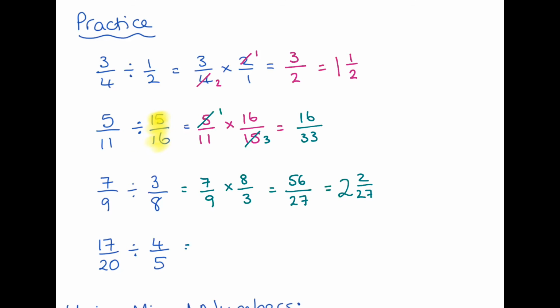So next one, 17/20 times 5/4. So let's see if we can do any cross simplifying across this multiplication sign. If you look, your 5 and your 20 are both in the 5 times table, so that gives us 1 and 4. So altogether we've got 17 times 1 on the top, 4 times 4 on the bottom. So that is an improper fraction, so we can either leave it as 17/16 or we can write it as 1 and 1/16.